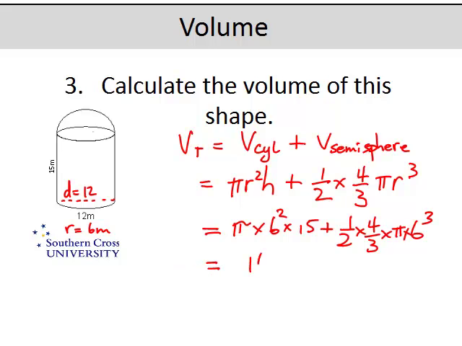So this comes to 1696 plus 452, which gives 2148 cubic meters. Now, I don't know what sort of structure would have this shape, but to be 15 meters high, it's probably going to be a multi-story building, and 12 meters across. It could be something like a silo, a futuristic design of a building.